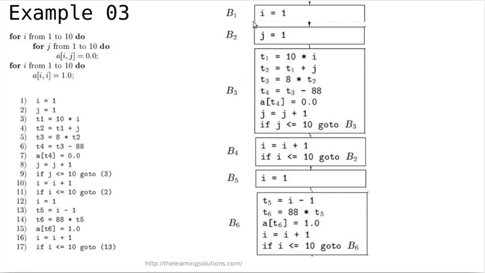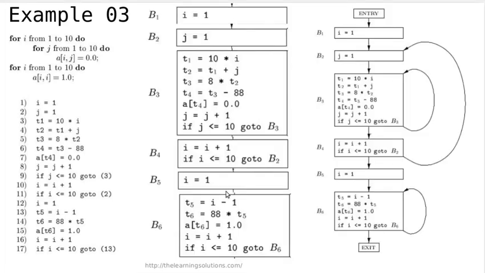So all the blocks and their corresponding statements are listed here, and as I said, you need to change the labels now. So when you represent within the block, go to 3 becomes block 3, go to 2 becomes block 2, and go to 13 becomes block 6. In this way changes are made and blocks are listed. Now just draw the flow graph.